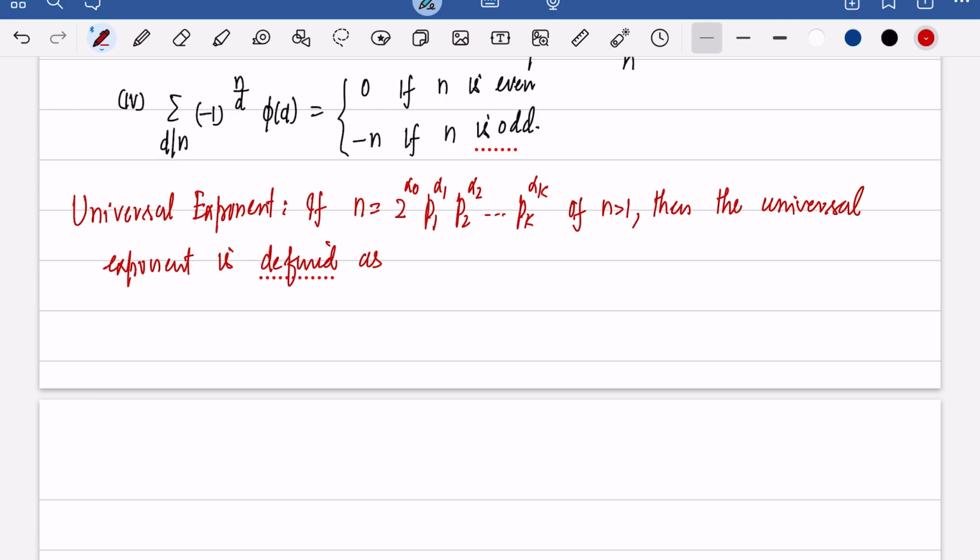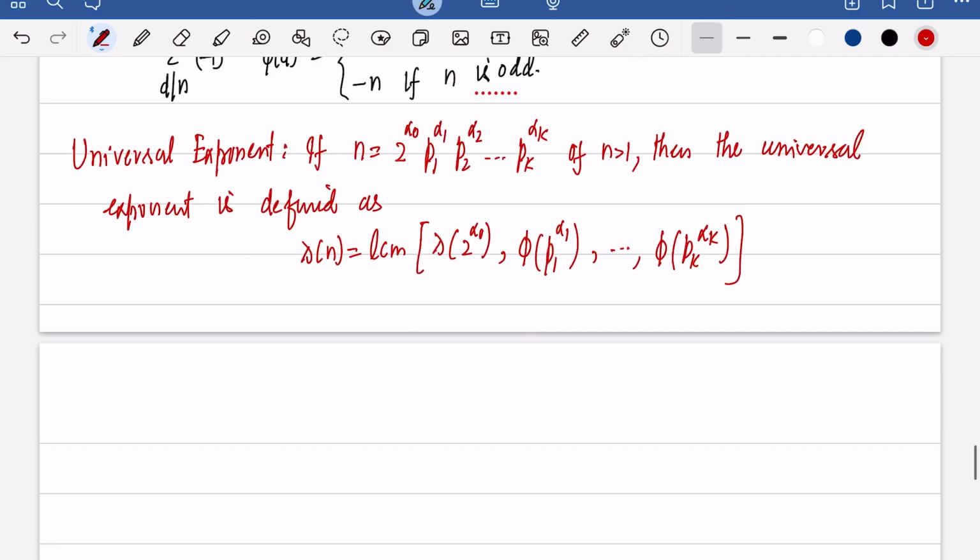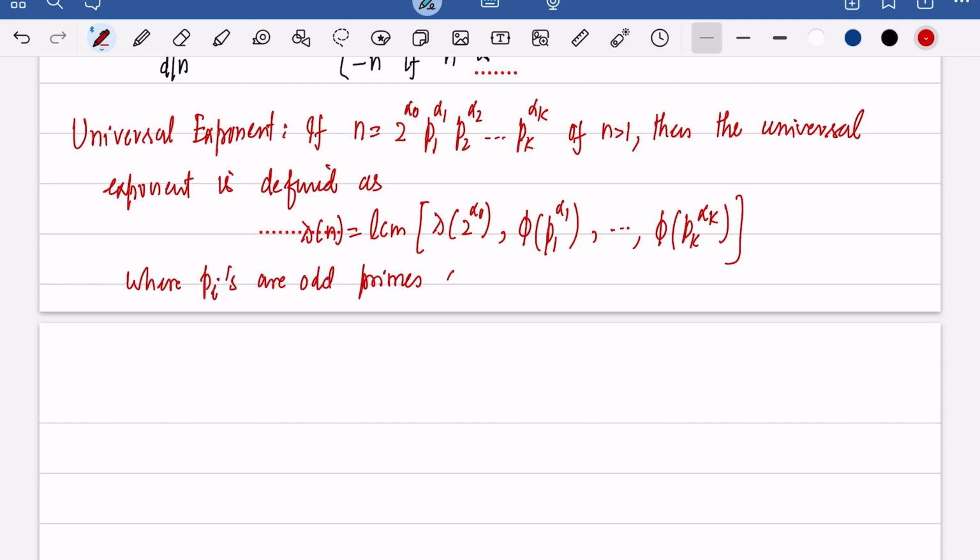defined as, this is the general definition, λ(n), which is defined as the LCM of λ(2^α0), φ(p1^α1), and so on, φ(pk^αk), where these p's are all primes, and λ(2) is equal to 1, λ(4) is equal to 2, λ(2^k) is equal to 2^(k-2) when k is greater than or equal to 3. So this is how we define the universal exponent.